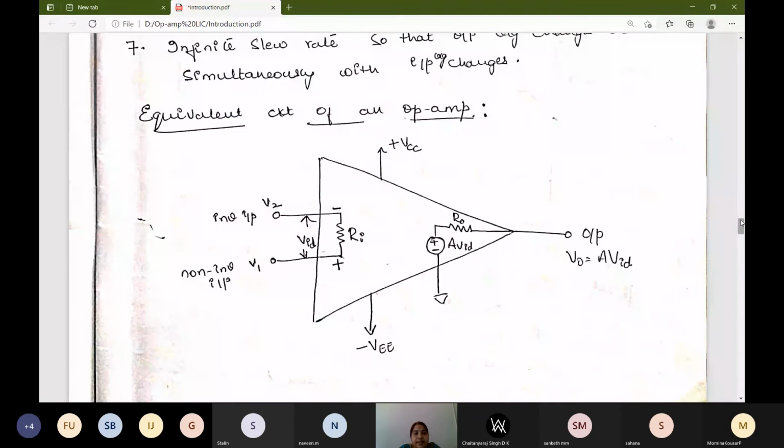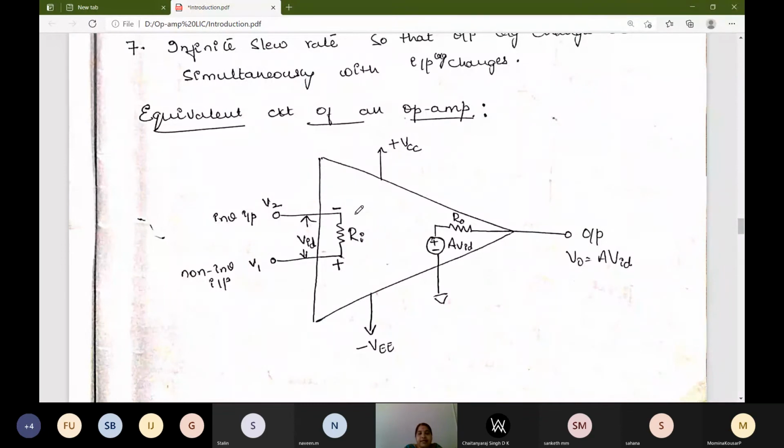I'll show the equivalent circuit of an op-amp here. This is the equivalent circuit of an op-amp. Here we have two terminals, V1 and V2, inverting input and non-inverting input. It will take the difference, that is VID, the differential input voltage.